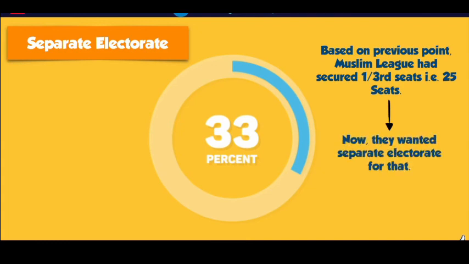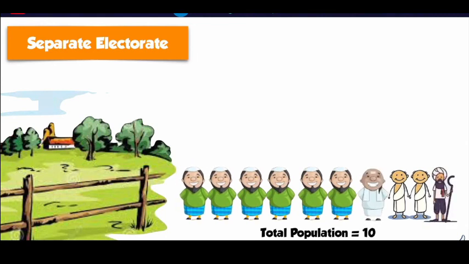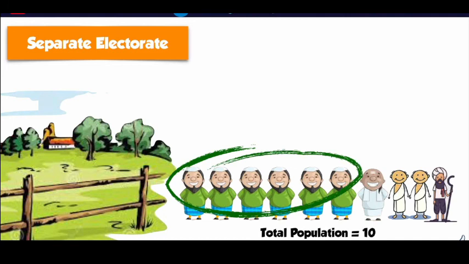Viceroy's Executive Council. Half of the members of the Viceroy's Executive Council should be Indians. Earlier, the British majority was larger. So after the Lucknow Pact, they demanded that half of the members of the Viceroy's Executive Council should be Indians.